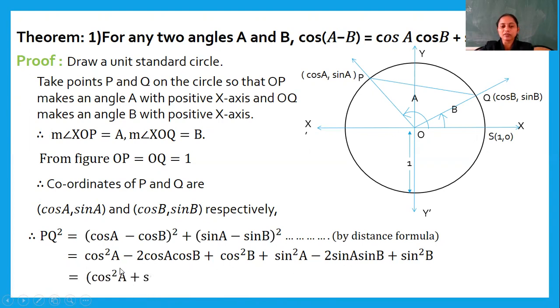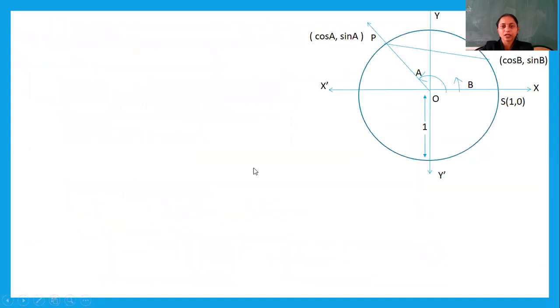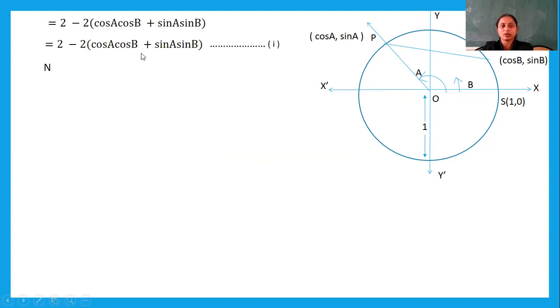So I have here cos square A plus sin square A plus cos square B plus sin square B minus 2 (cos A cos B plus sin A sin B). Now this cos square A plus sin square A, we know that the value of this is 1. Same, cos square B plus sin square B is 1. And so 1 plus 1 is 2 here, and minus 2 as it is in bracket (cos A cos B plus sin A sin B). Say this is equation number 1.